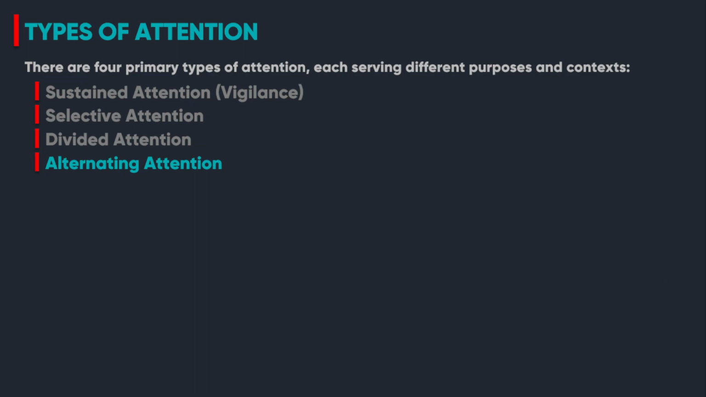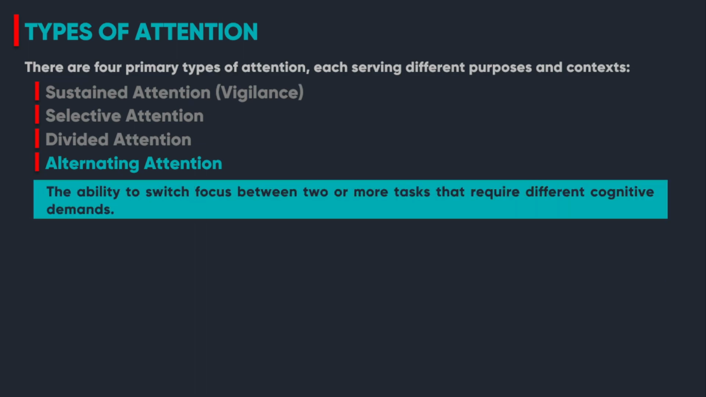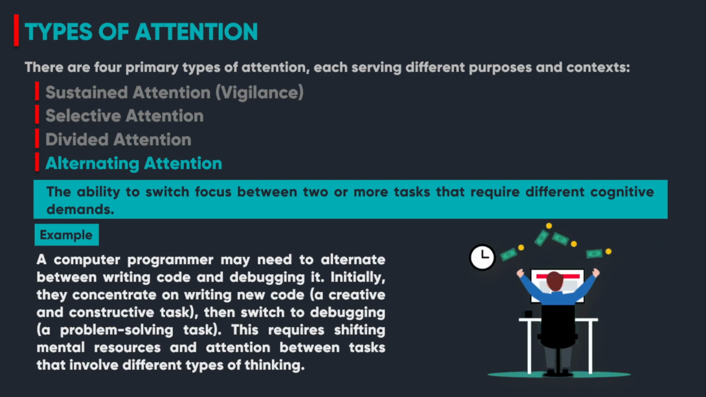Lastly, alternating attention is the ability to switch focus between two or more tasks that require different cognitive demands. For example, a computer programmer may need to alternate between writing code and debugging it. Initially, they concentrate on writing new code, a creative and constructive task, then switch to debugging, a problem-solving task. This requires shifting mental resources and attention between tasks that involve different types of thinking.